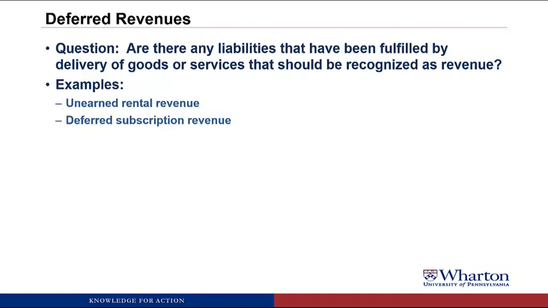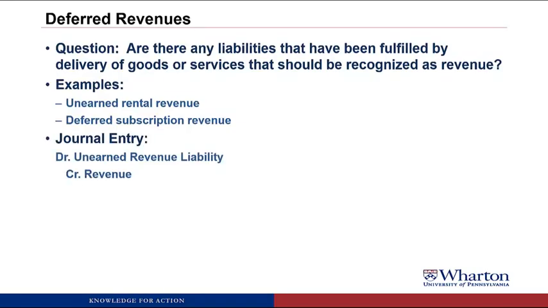So what's happened in this case is we've received cash prior to providing goods or services. Now that time has gone by and we've earned the revenue, the adjusting journal entry will say credit revenue to recognize the revenue that we've earned over time, and debit the unearned revenue liability to reduce the obligation because we fulfilled part of the obligation by delivering the goods or services over the time period.